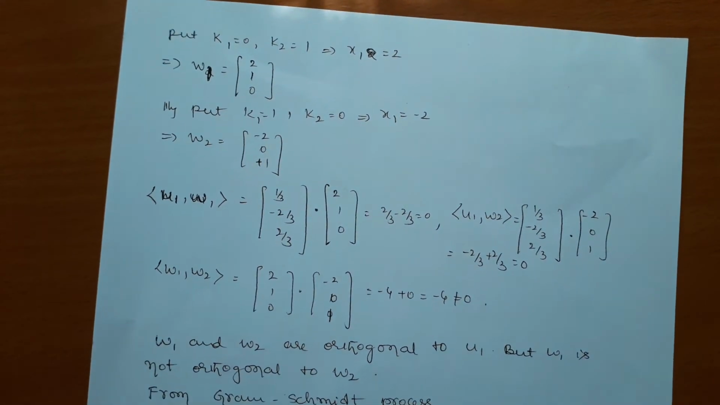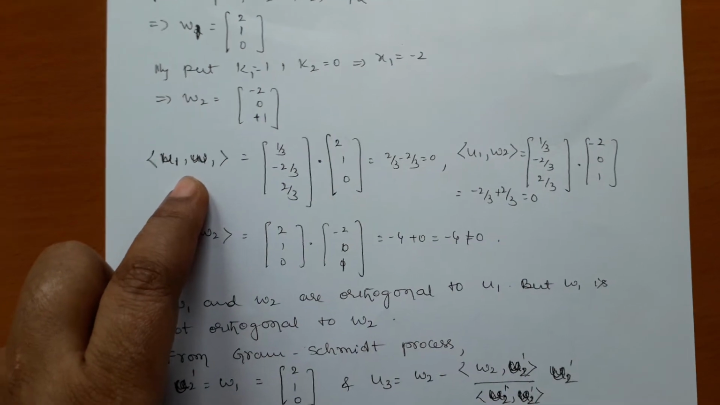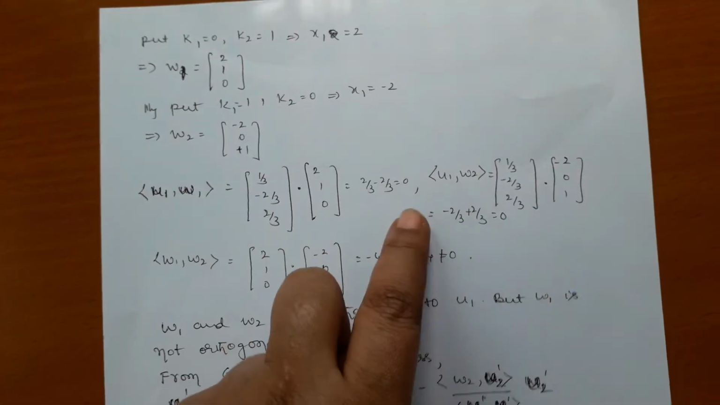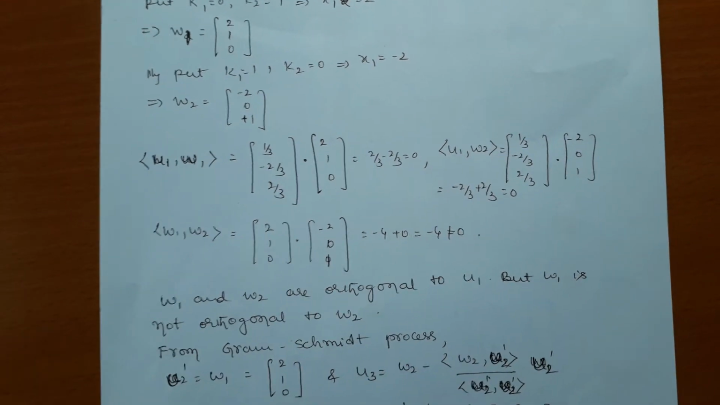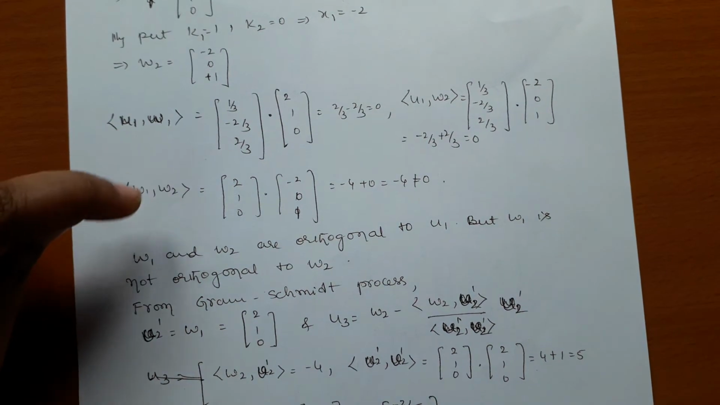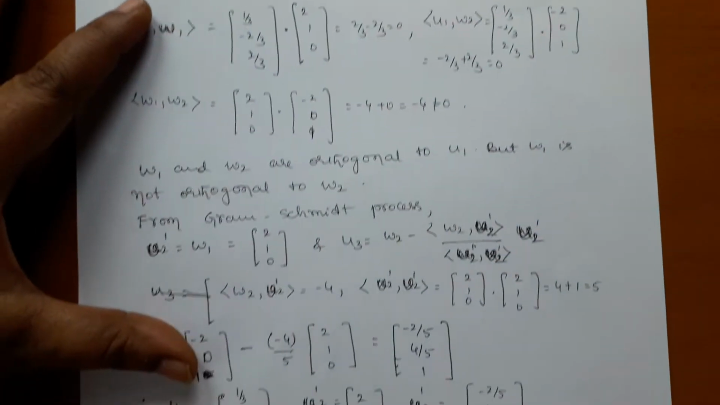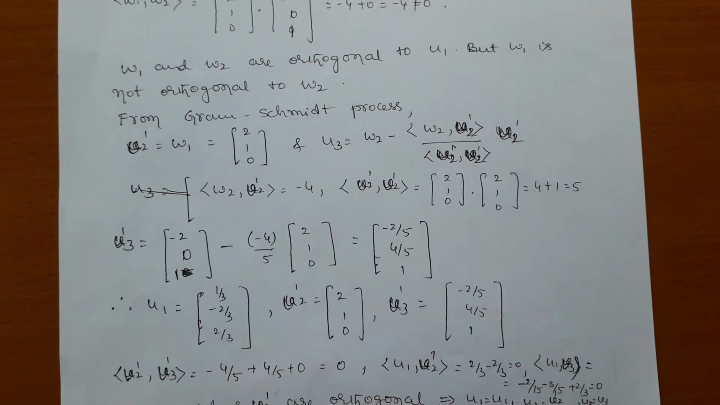U1, W1, W2. Then you find the inner product values. The inner product of U1 with W1, and U1 with W2, we get 0. But the inner product of W1 and W2 is not equal to 0. Then we can't say that U1, W1, W2 are orthogonal vectors. If they are not orthogonal vectors, we can't proceed. It must be orthogonal.